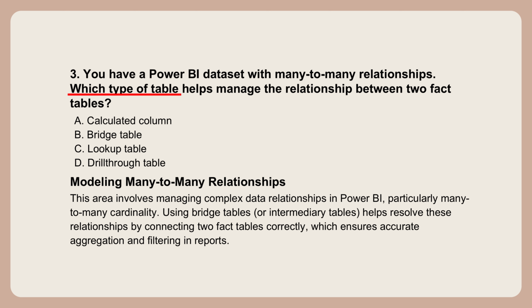Okay, the classic many-to-many between two facts. The textbook and correct answer here is B, a bridge table. Why is that the solution? So a bridge table, sometimes called an intermediary table, is specifically designed for this. It sits between the two fact tables that have that many-to-many relationship. It basically contains unique combinations of the keys from both tables. So instead of one messy many-to-many link, you get two clean one-to-many links. Fact table 1 to bridge and fact table 2 to bridge.